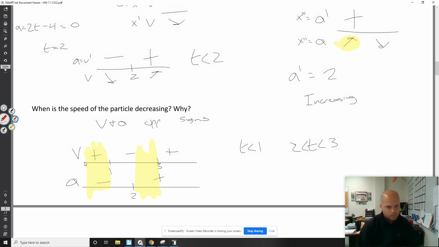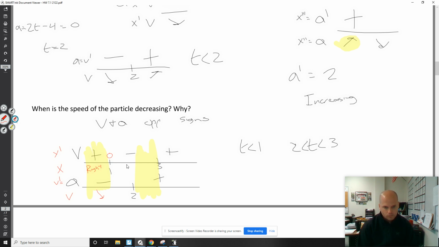What is this telling me? Okay, this is X prime. It's telling me X is increasing. I'm moving to the right. This is V prime. This is telling me V is decreasing. So I'm moving to the right. My velocities are positive, but they're getting smaller. Positive 4, 3, 2, 1. I'm going to the right, but I'm slowing down, about to come to a stop at t equals 1.